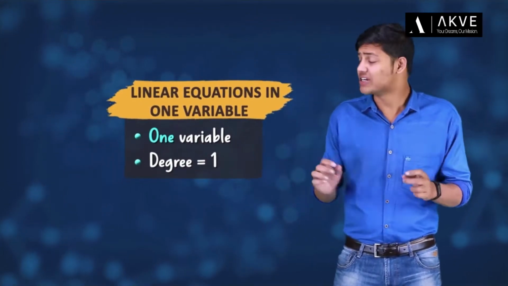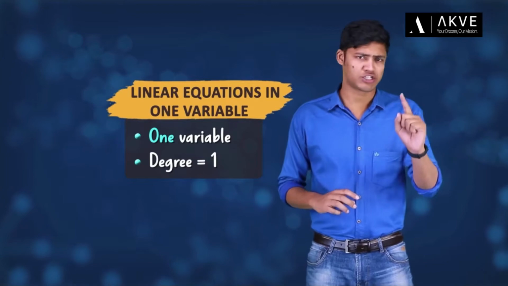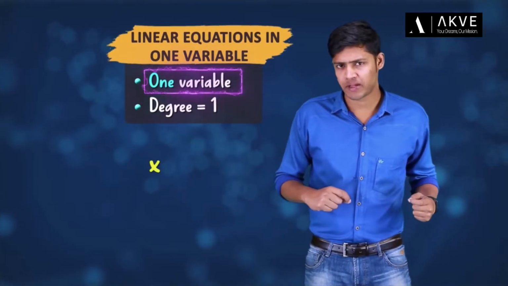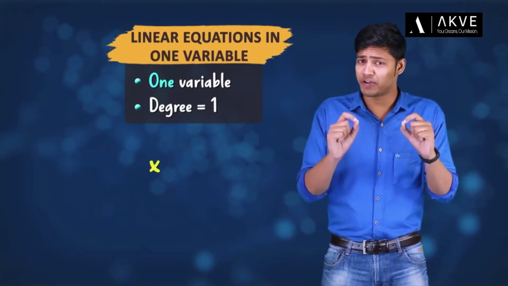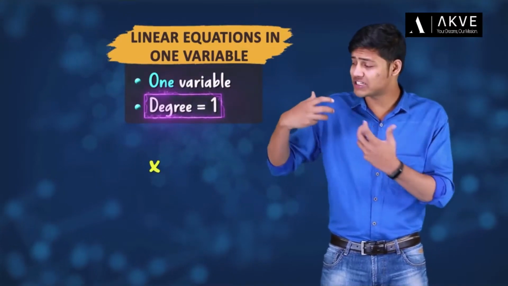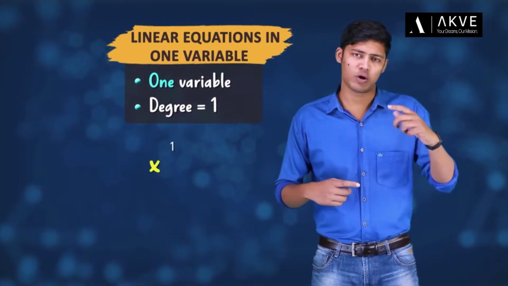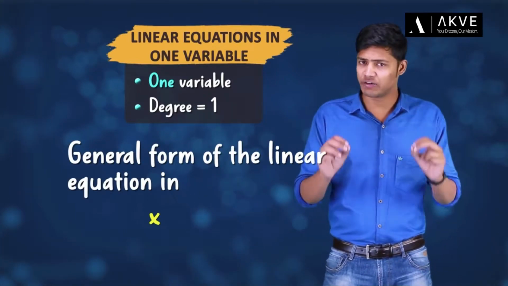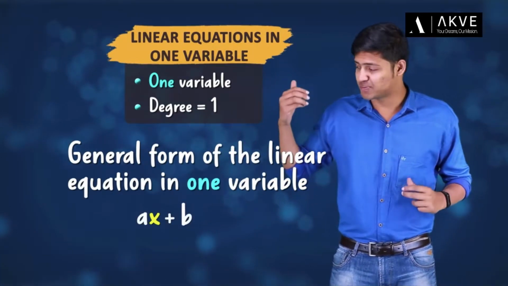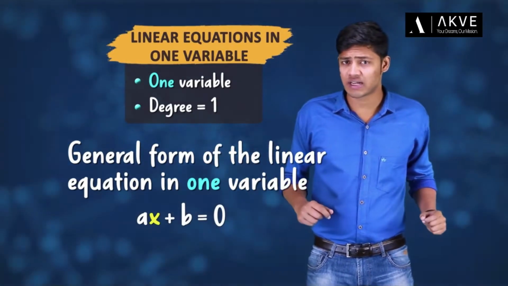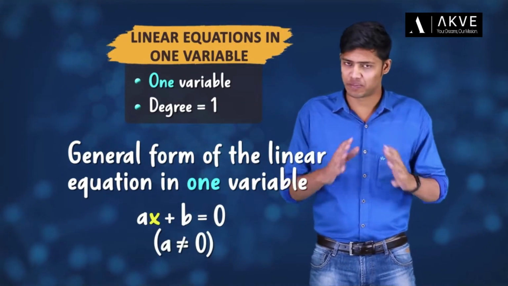In linear equations in one variable, there must be only one variable. Let's say the variable is x. And the degree of the variable must be 1, which implies that the highest exponent to which x can be raised is 1. Therefore, the general form of the linear equation in one variable is ax plus b equal to 0, where a and b are constants and the value of a should never be equal to 0.